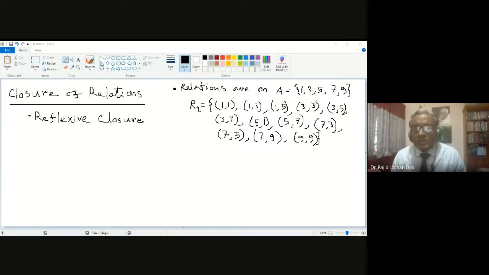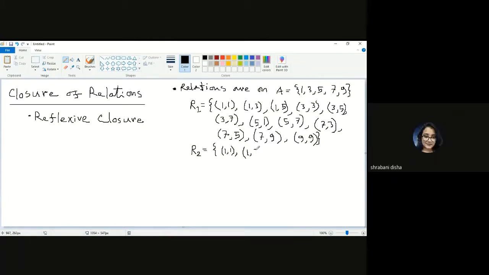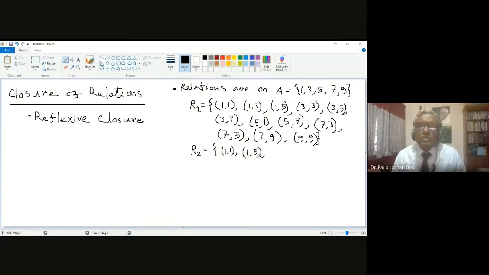So this relation, is it reflexive? You can check the elements. So what you can say, is this reflexive? R1, can you check the relation? No, sir, it's not reflexive. So it is not reflexive.